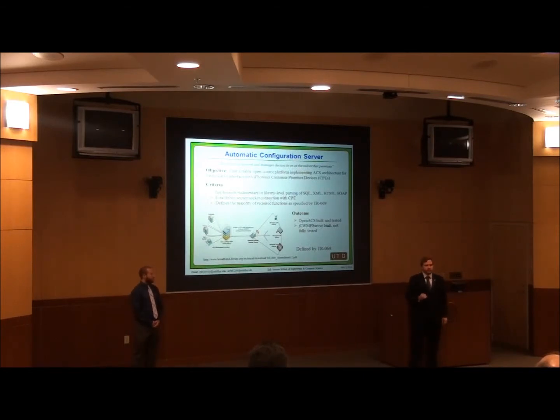In the end, this left us with two possible solutions, OpenACS and JCWMP server. Both of them have built and are currently working. However, OpenACS has been fully tested in the past, whereas JCWMP server is as yet untested. JCWMP server provides some excellent design choices that we had not previously observed. It is very modular and highly encapsulated, so it's much easier to extend and much easier to maintain than the OpenACS project, which is very cross-functional.